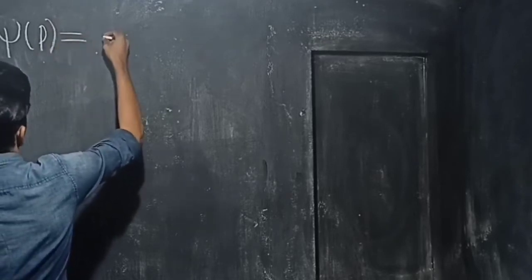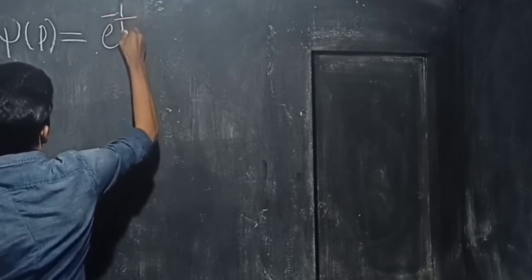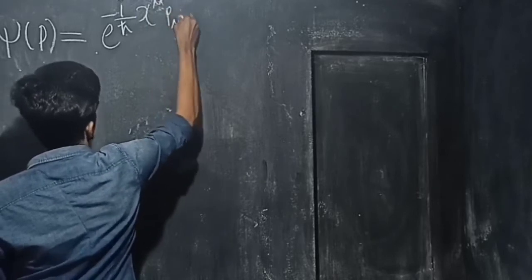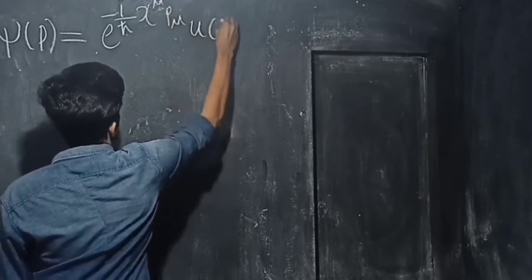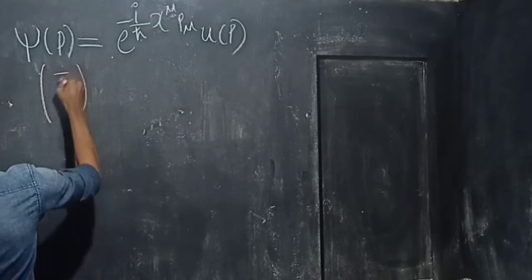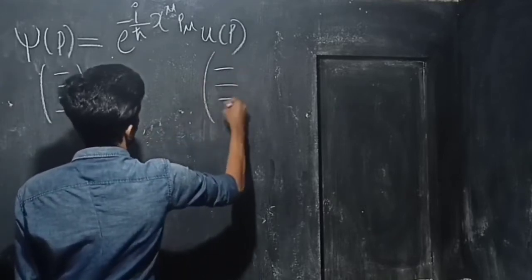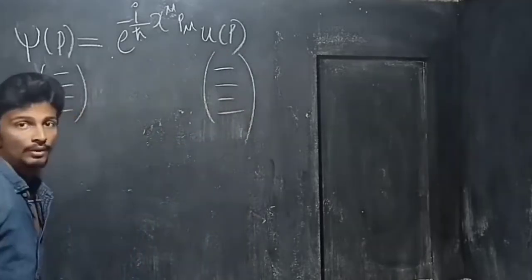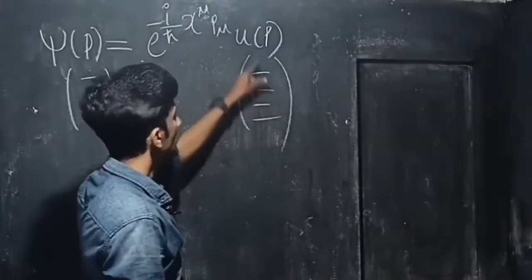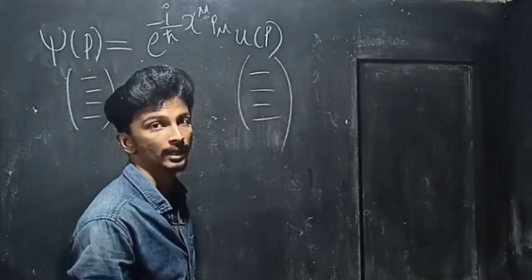Let it be psi of p is equal to e raised to minus i by h cross x mu p mu times u of p. We know that this psi of p is a 4 component spinor, so this u of p must also be a 4 component spinor. So our target is to find this 4 component spinor u of p. For finding this u of p, let me substitute this psi of p in the Dirac equation.